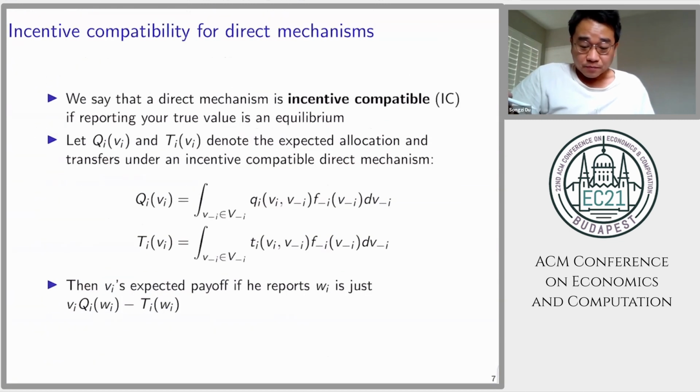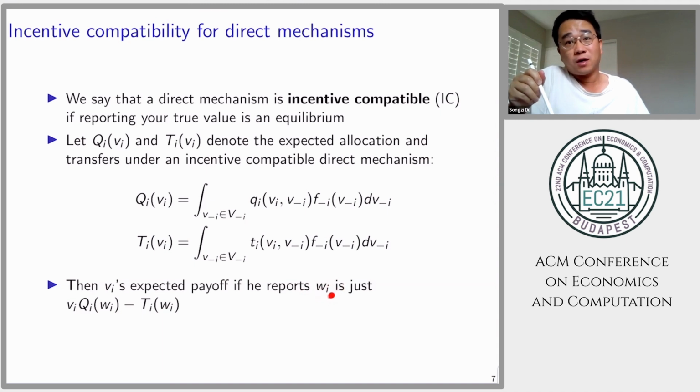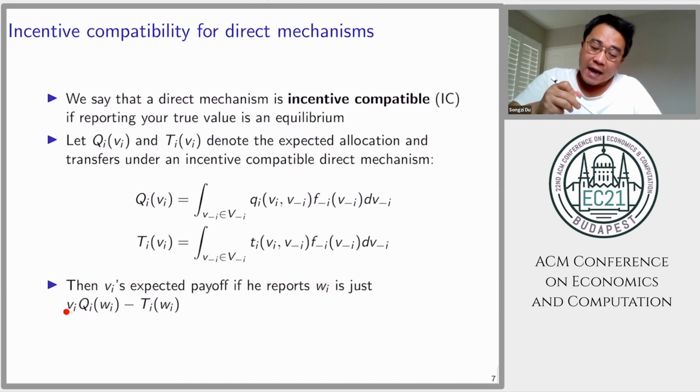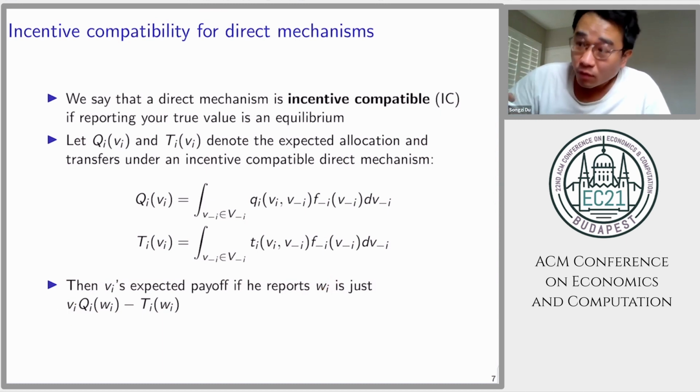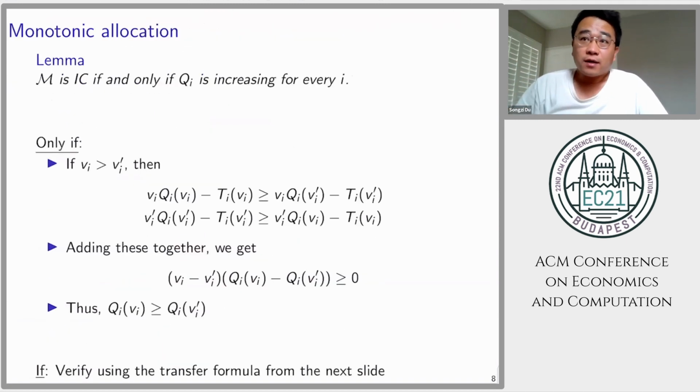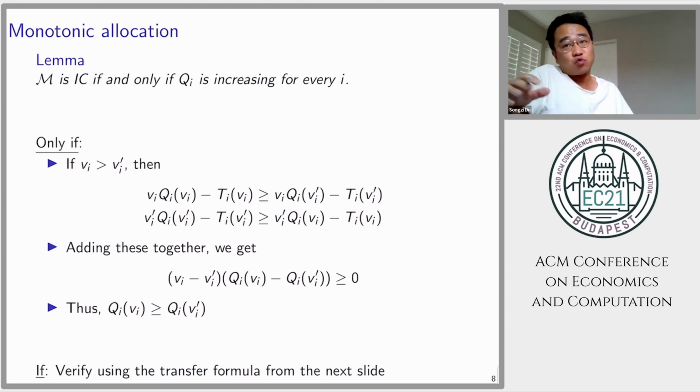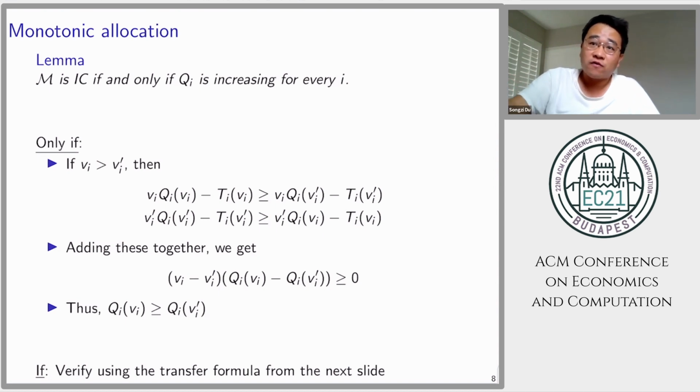Okay, so the IC condition is just basically that the optimal value to report is exactly VI. Okay, and here is a lemma which relates monotonic allocation function to incentive compatible mechanism.